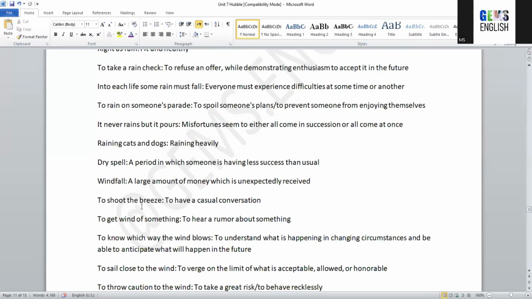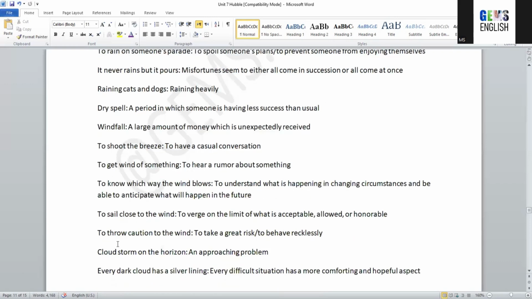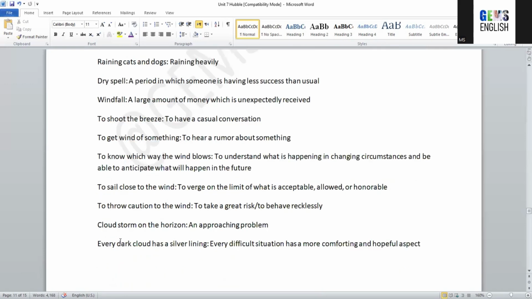To shoot the breeze: to have a casual conversation. To get wind of something: to hear a rumor about something. To know which way the wind blows: to understand what is happening in changing circumstances and be able to anticipate what will happen in the future. To sail close to the wind: to verge on the limit of what is acceptable, allowed, or honorable. To throw caution to the wind: to take a great risk, to behave recklessly. Storm cloud on the horizon: an approaching problem.